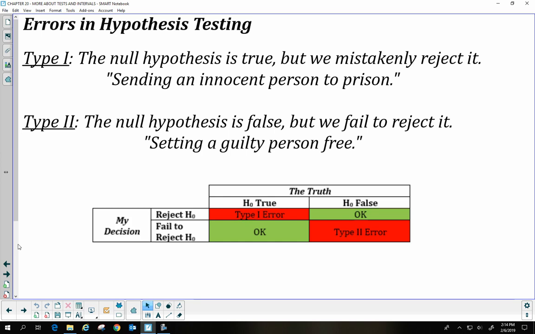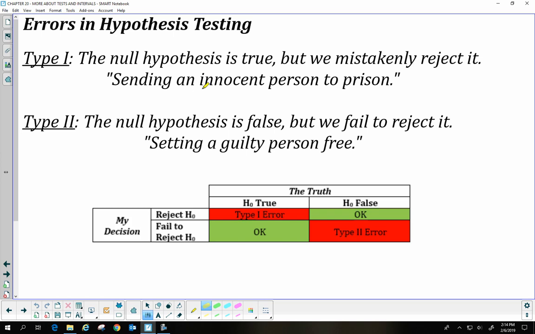So the first type of error we call a type 1 error, and that's when the null hypothesis is true, but based on our p-value and our significance level, we reject the null hypothesis. So we have a true null hypothesis, but we reject it. If we compare this to the criminal justice system, where our null hypothesis would be that the person's innocent, so if that person was actually innocent, but we rejected their innocence and sent them to prison, a type 1 error is sending an innocent person to prison.